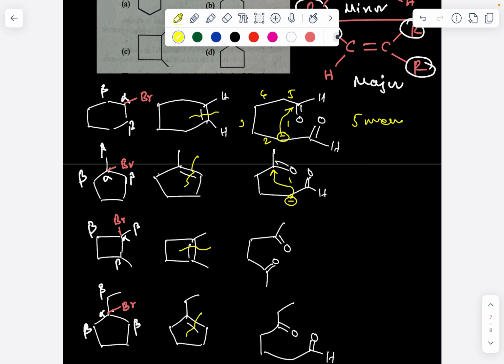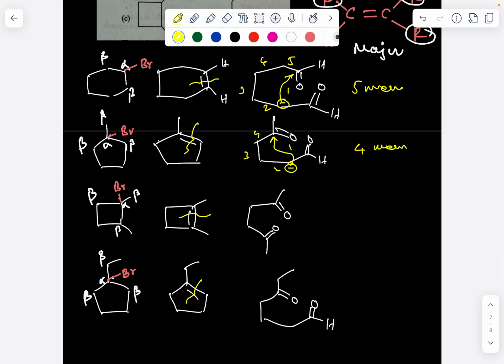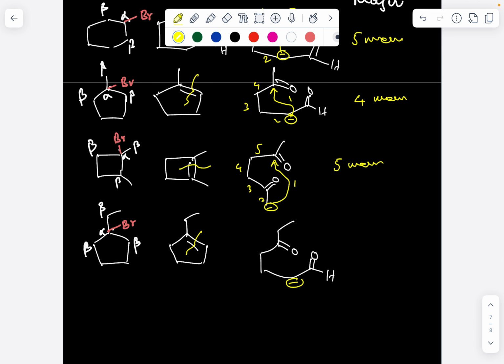So it will form 1 2 3 4. Here it will form the 4-member ring, and in this case the alpha carbon is going to attack. How many rings will be formed? 1 2 3 4 5. So a 5-member ring is going to be obtained. And here in this case the alpha position nucleophile will be formed. Here intramolecular nucleophilic addition reaction takes over. 1 2 3 4. So here a 4-member ring is going to be formed.